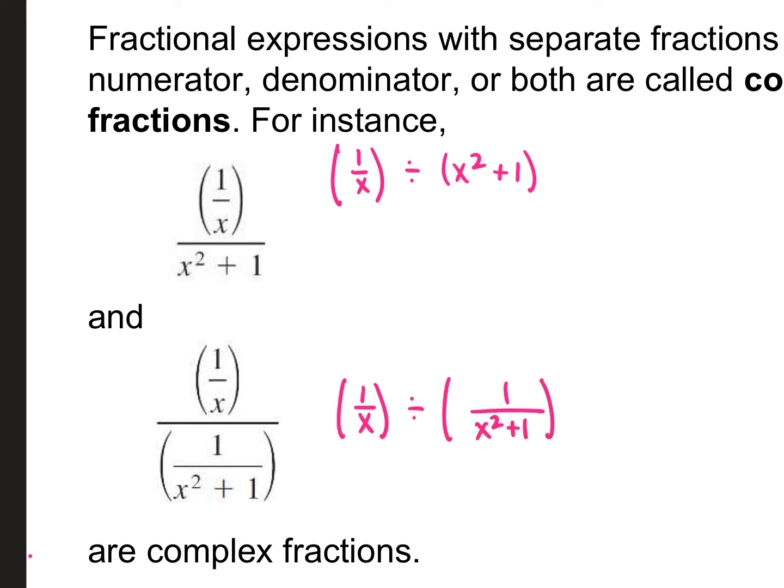Remember, when we're dividing, we keep, change, flip. So with both of these, you would keep the first fraction, change to multiplication, then flip the second fraction. There is no factoring with any of these before you multiply them or divide them, so you wouldn't have to do that step.